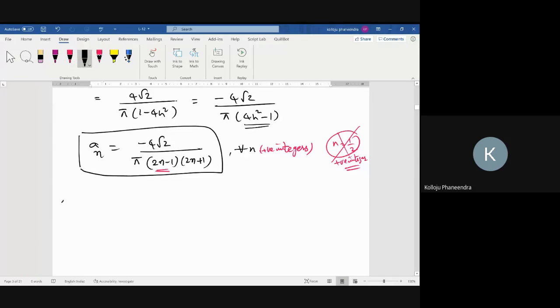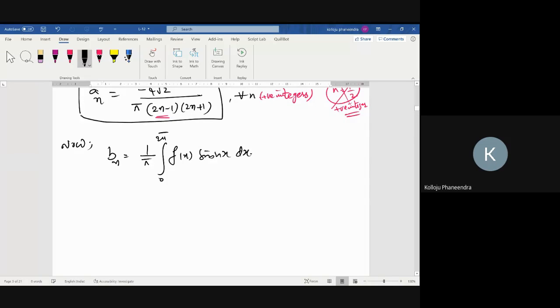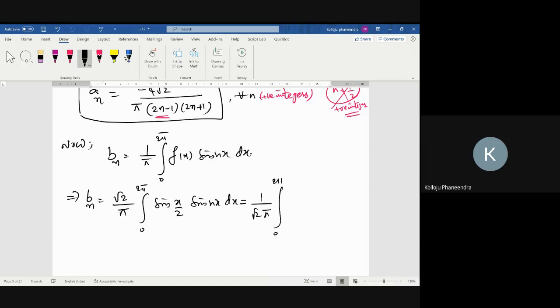Now coming to Bn. Bn, what is the formula? Bn is 1 over pi integral 0 to 2 pi f of x into sine nx dx. This implies Bn equals, in f of x root 2 is there, sine x by 2 sine nx dx. Multiply and divide by 2, 1 by root 2 pi, you will get here 0 to 2 pi, this is 2 sine A sine B.